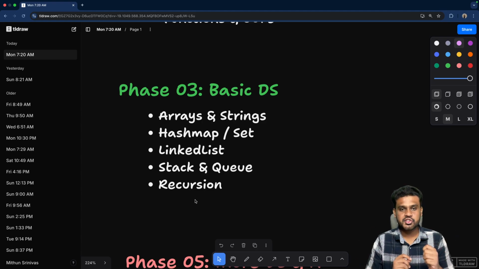See, for any data structure you are learning, you need to focus on 5 things. First, you should know how to create the data structure. If it is supported inbuilt by the programming language, you can use it, or you should also know how to custom build that data structure.